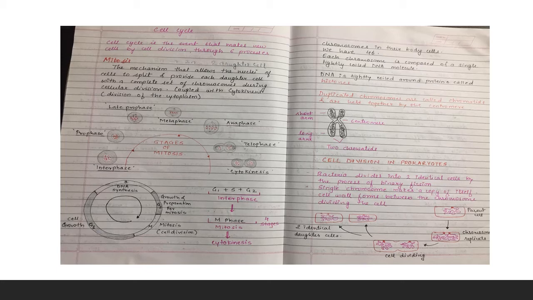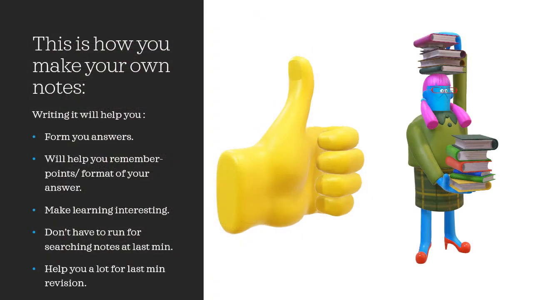Then I started with the cell cycle. Okay, first is mitosis, the definition is written. Then there is a small diagram which includes all the steps, all the stages of mitosis. Okay, so this is how you make your own notes.